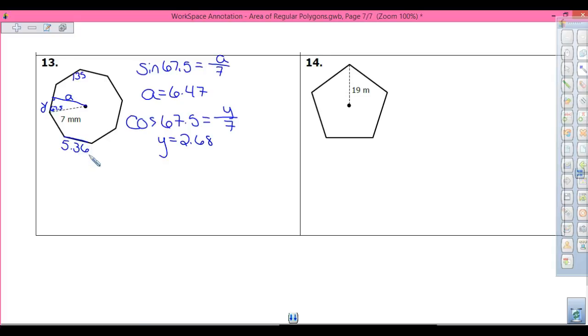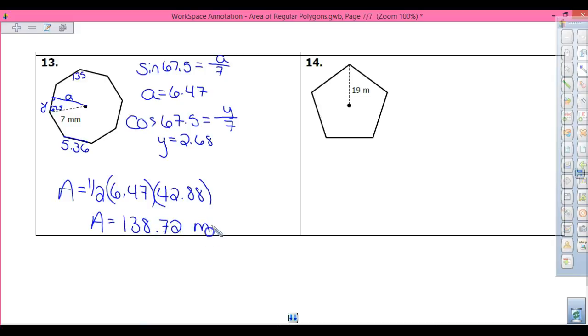Alright, so now, that was a lot of work to be able to do our formula for area, right? Area equals 1/2 times, what did we find for our apothem? 6.47 times our perimeter, 42.88. So we got to take our 5.36 times our 8. And finally, area equals 138.72 millimeters.